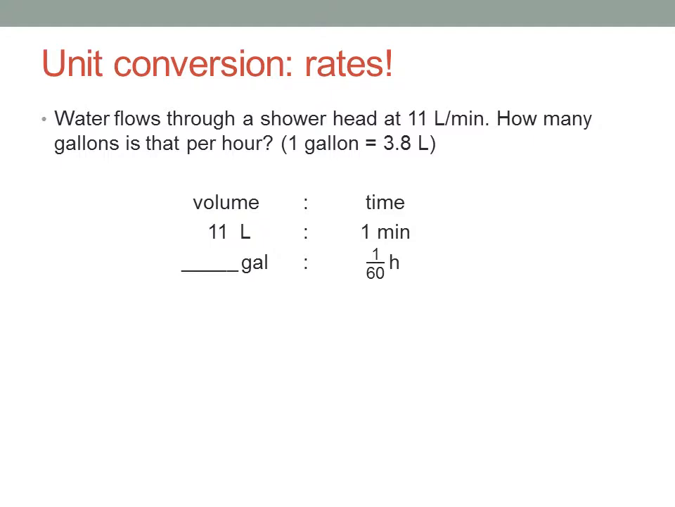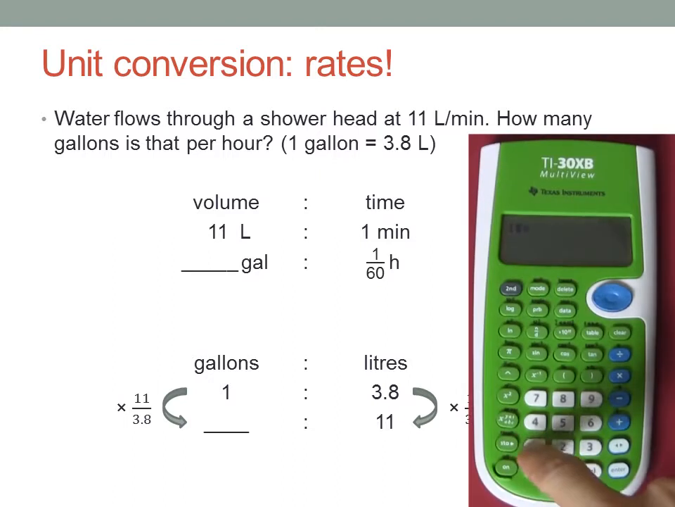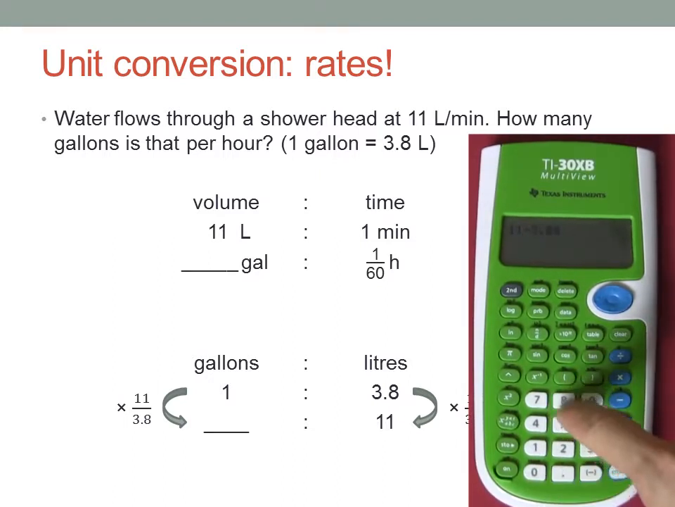But how many gallons is 11 litres? Let's work that out separately. 1 gallon is 3.8 litres. I have 11 litres. I need to multiply by the new number over the old. 11 over 3.8. Which gives me, I don't know how many decimal places I'm going to need. Well, let me write down 3 decimals here. 2.895. But in my calculator, I'm not going to clear it and type it again. I'm just going to keep going with the calculation in a moment.